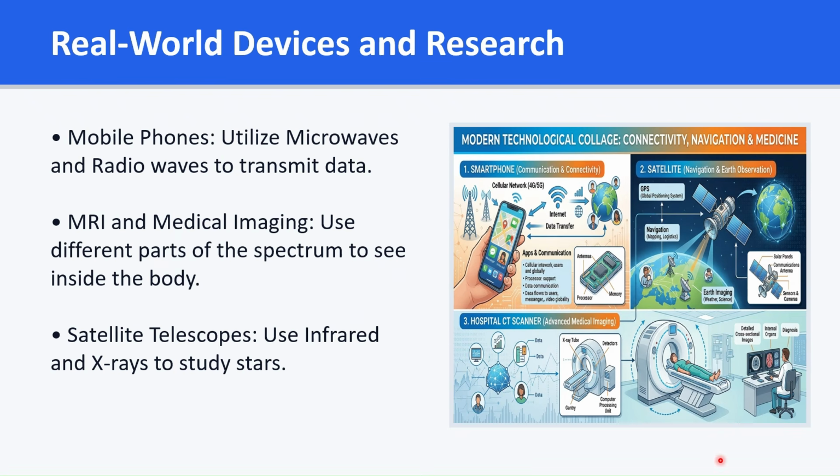Almost every piece of our modern technology relies on EMR. So in the real-world devices and research, we can use in mobile phones, we utilize microwaves and radio waves to transmit data. In the MRI and medical imaging, we use different parts of the spectrum to see inside the body. Satellite telescope, we use infrared and X-rays to study the stars.